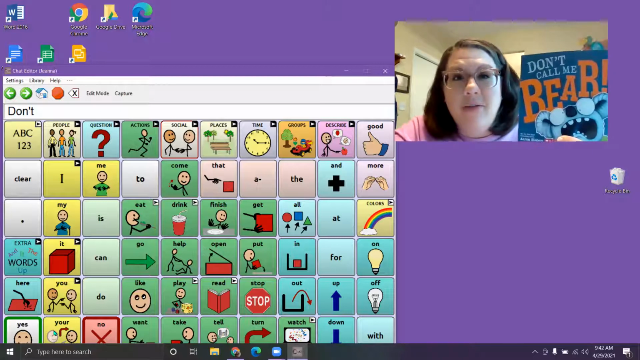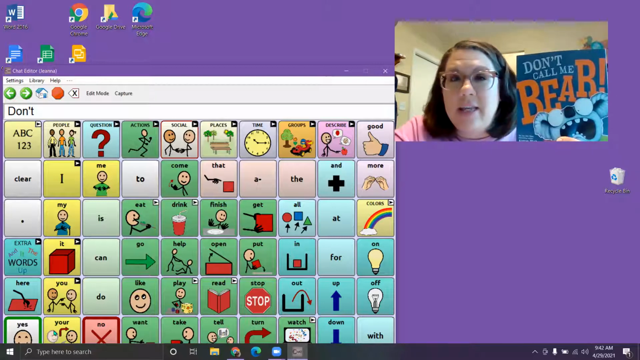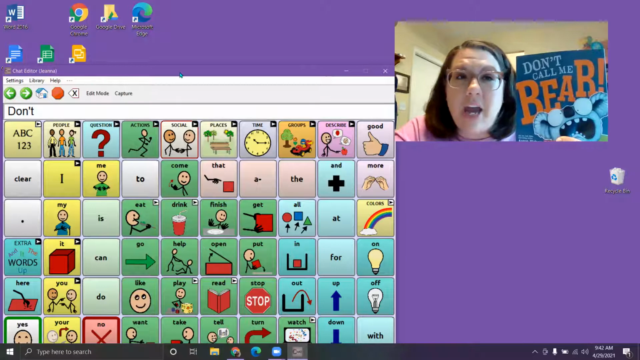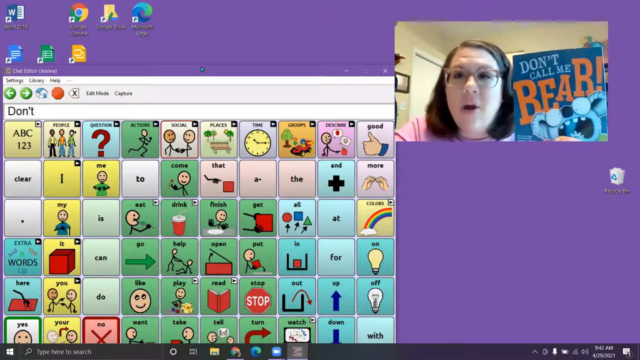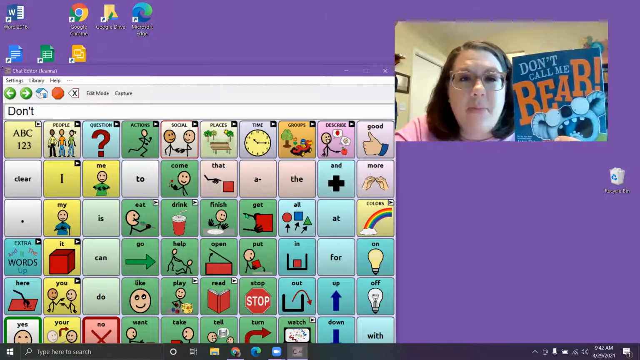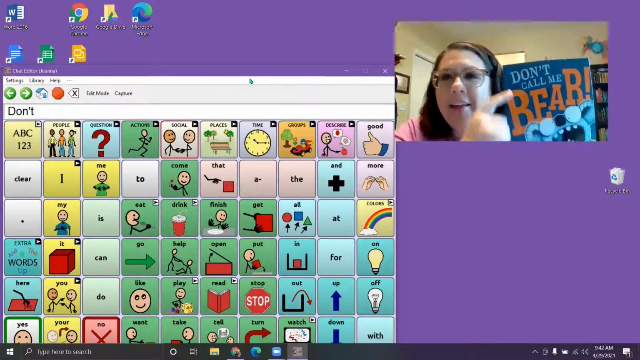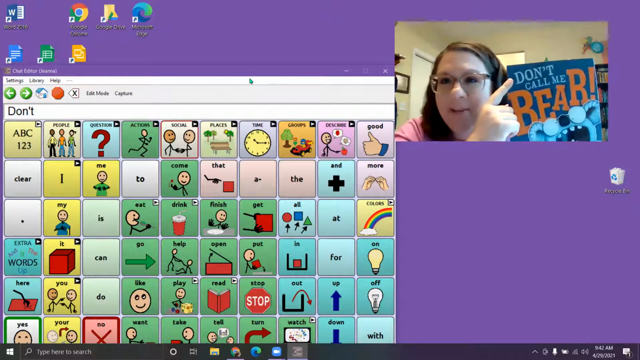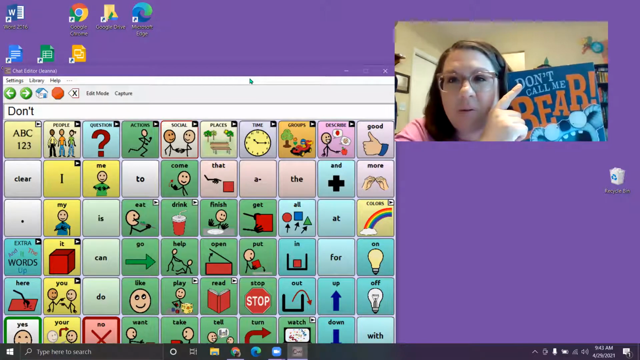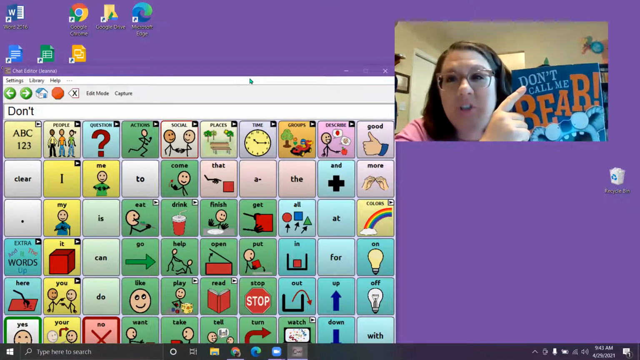children. I will be providing aided language input using the chat editor, actually a software that is free to download from Saltillo, and up here I have the WordPower basic 60 basic vocabulary that I will be using to provide aided language input. And the most common word that I bet you can guess that's repeated throughout the book that I'll be providing aided language input for, in addition to others, is don't.